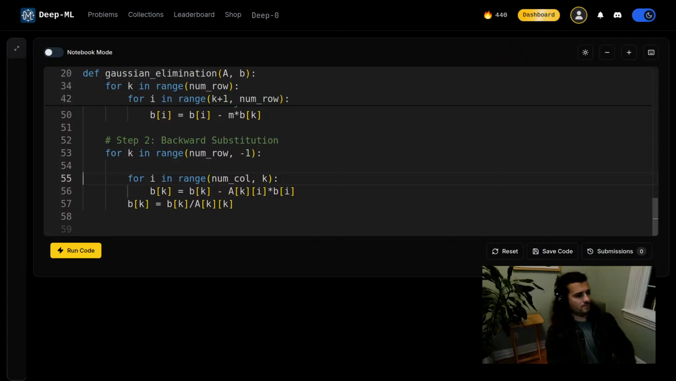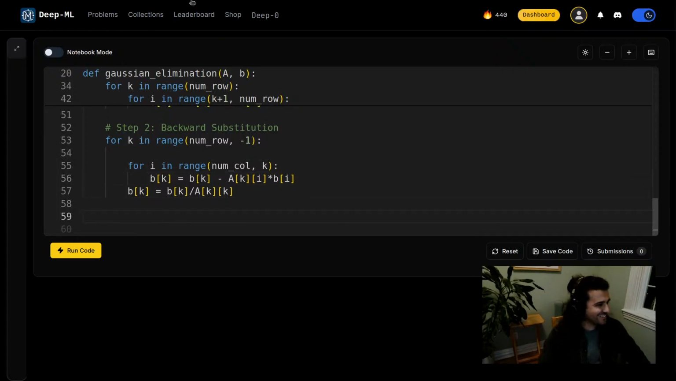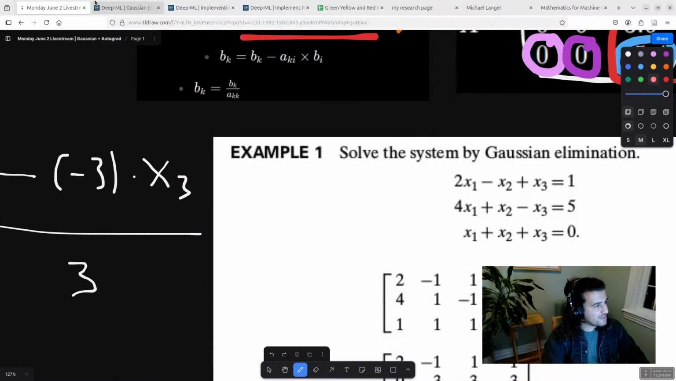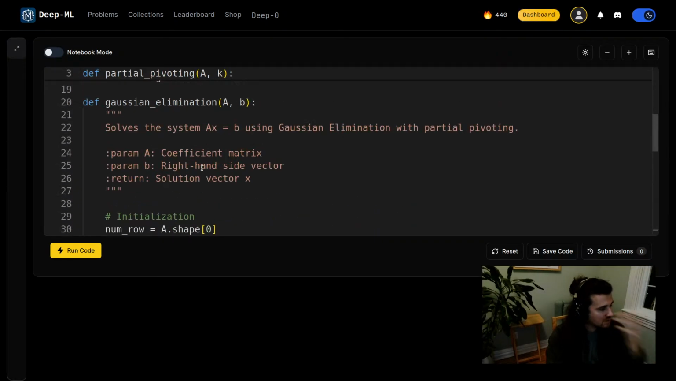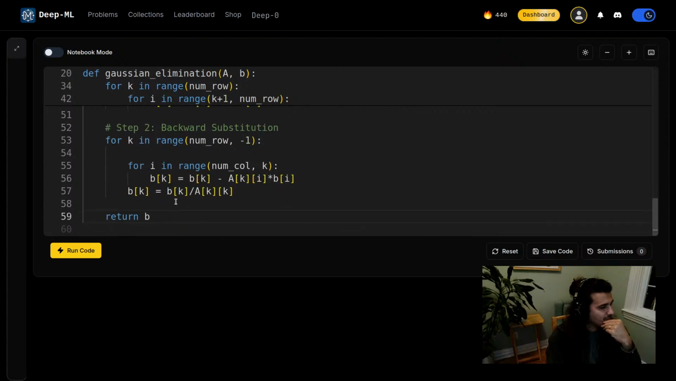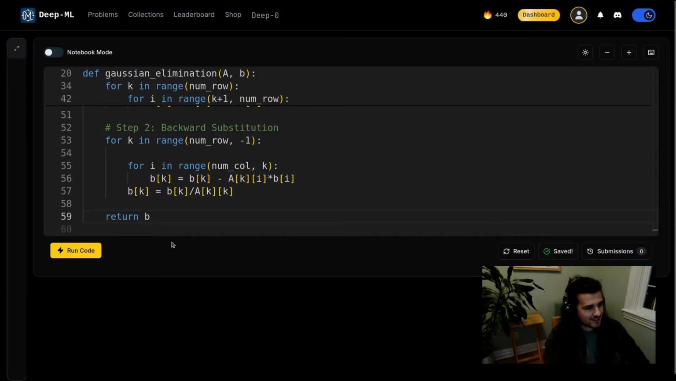Okay. You think it's going to work? No way this thing works first time. Return what? Is this my B? Are my B's what I'm supposed to return here? Because if I backward substitute, it should give me my X solution. Okay, let's save that and see.